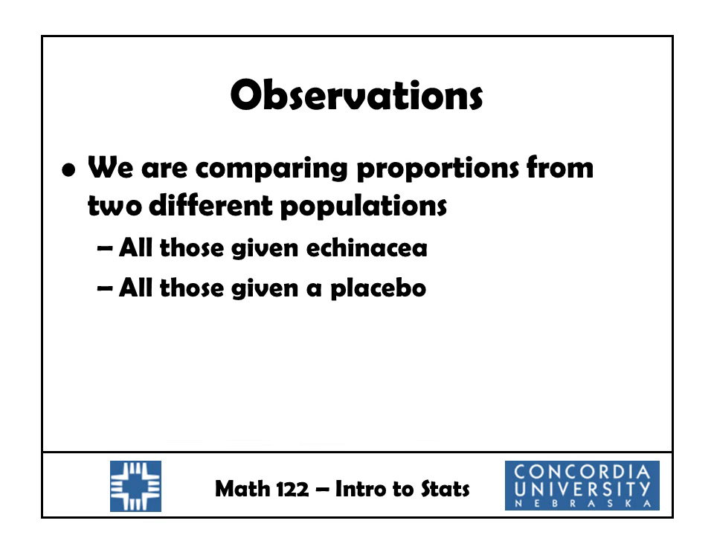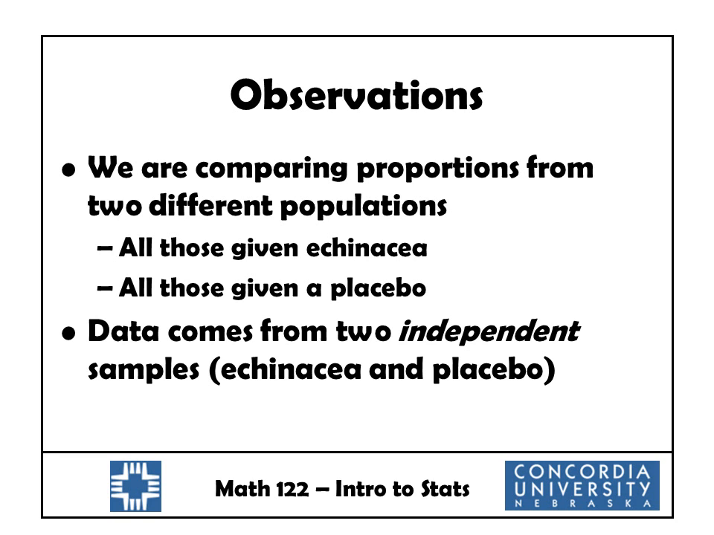Well, let's make a couple of quick observations here. First of all, we are comparing proportions from two different populations. Our populations here are first all those given echinacea, and then second all those given a placebo. Now again, our claim here is about the population of people given echinacea versus the population of people given the placebo. Our data comes from these samples, but we're really comparing proportions from these two different populations.